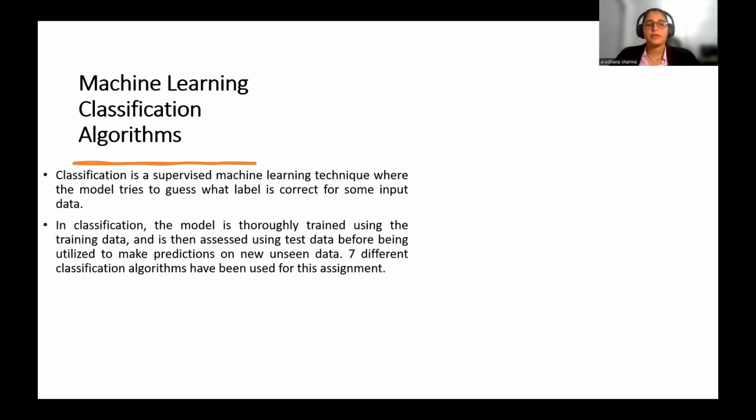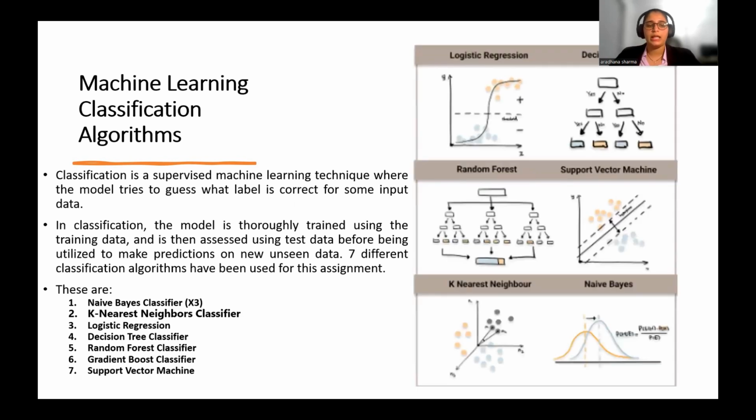The 7 different classification algorithms that have been used for this assignment are naive Bayes classifier. There are 3 different kinds of naive Bayes classifiers that have been used in this project. K-nearest neighbor classifier, logistic regression, decision tree, random forest, gradient boost, and support vector machine.